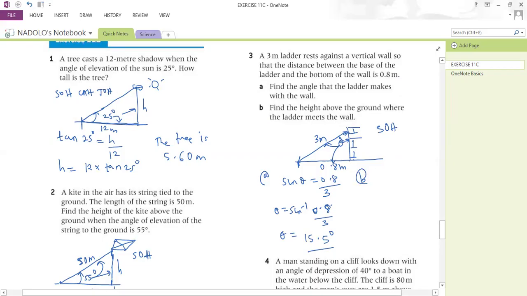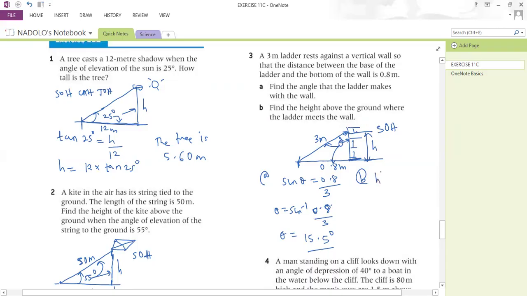So the height above the ground where the ladder meets the wall. This is the height, the distance from this point up to this point. So we can call it h. There are two ways of doing this. You can use Pythagoras theorem, or you can use trigonometric ratios.